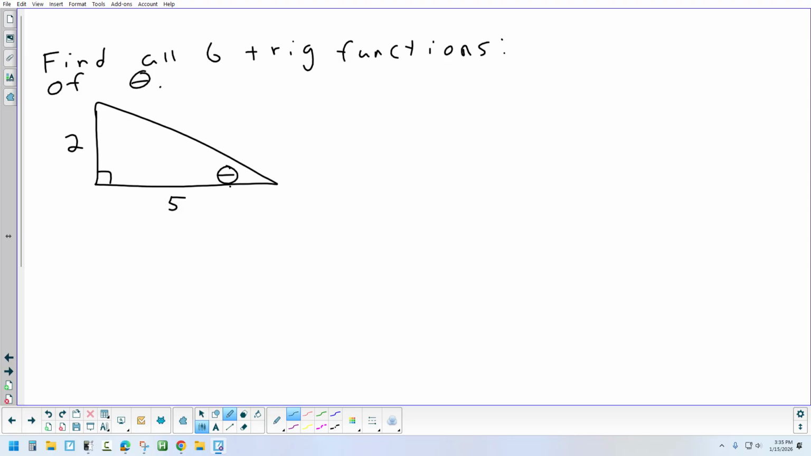Yep. Right, we don't have the hypotenuse, we have to find it. We know 2 of the sides, so how do you get the hypotenuse? Yep. Pythagorean theorem. So 5 squared plus 2 squared equals c squared. That's going to be 25 plus 4, and then take the square root.